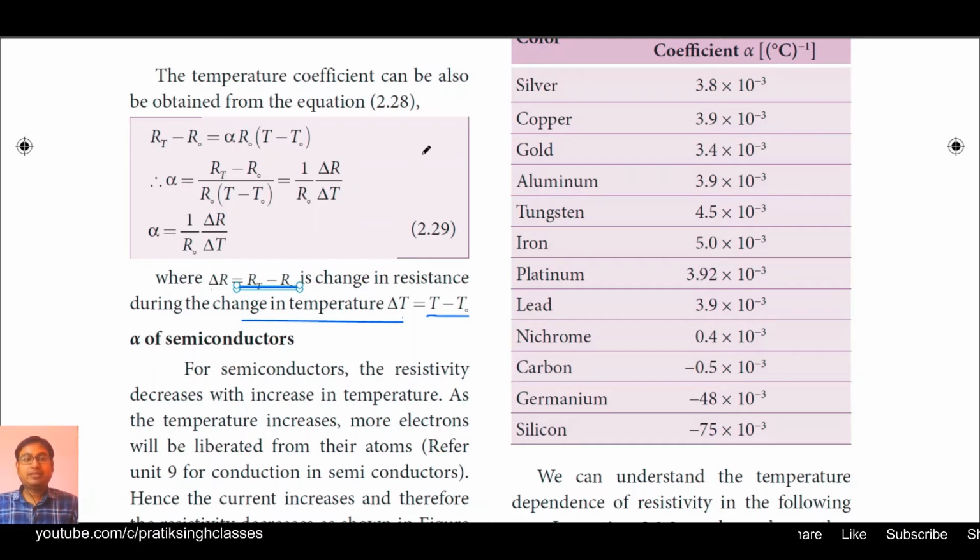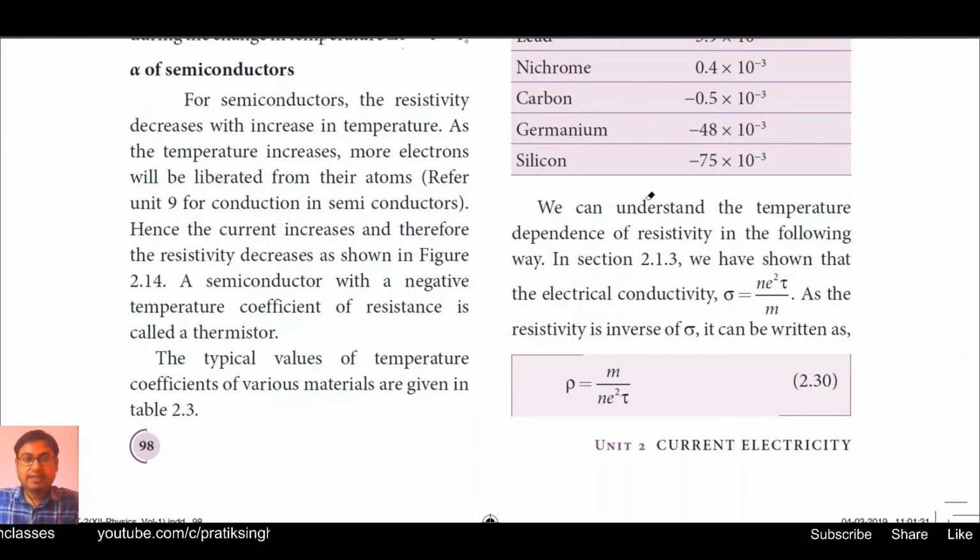So we have seen how to find alpha with the help of resistance as well as with the help of resistivity, and we have seen that for conductors the value of alpha is positive. Also we have seen that at some very low temperatures the alpha value is non-linear, and after a certain temperature it becomes directly proportional to the temperature of the given material. Let us see how the alpha value for semiconductors changes with respect to temperature.